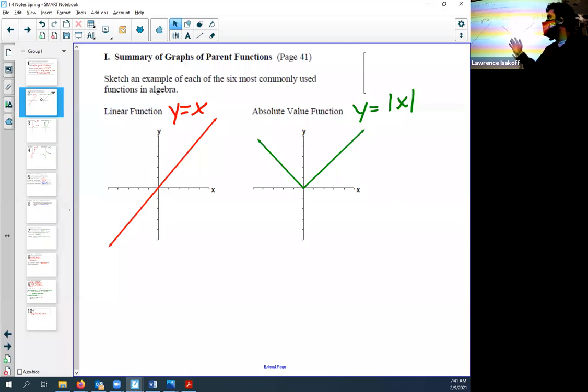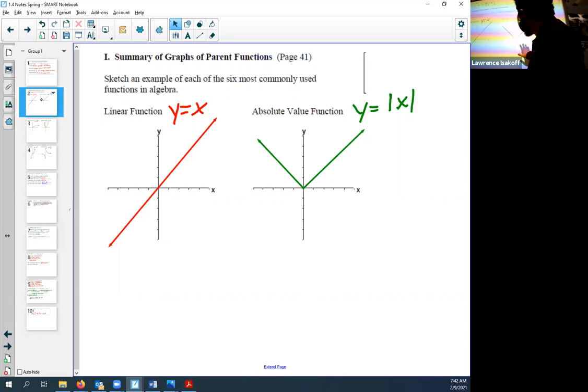Y equals X, that is our simple linear function. We're not going to do as many transformations to this because we're more used to Y equals MX plus B, like we all did in section 1. But that's a linear equation. An absolute value equation is Y is equal to the absolute value of X, and it's this V shape here.